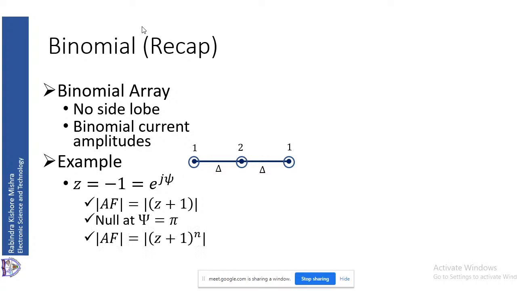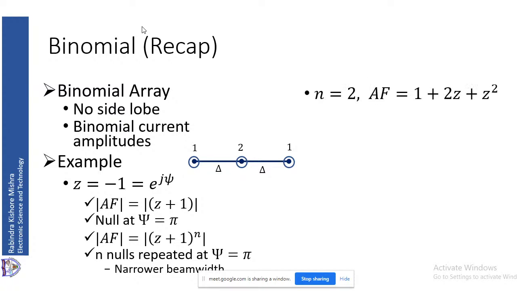So if null is at psi is equal to pi, the array factor you can now write as z plus 1 to the power n, which means there will be n number of repeated zeros. Each zero is at the same point. You can take n as 1, 2, 3, 4, anything. Always zero will appear at the same point, z is equal to -1 or psi is equal to pi. There you will get the null. So n nulls will be repeated at psi is equal to pi, which means there will be a narrower bandwidth. So using binomial array we will get a narrower bandwidth.